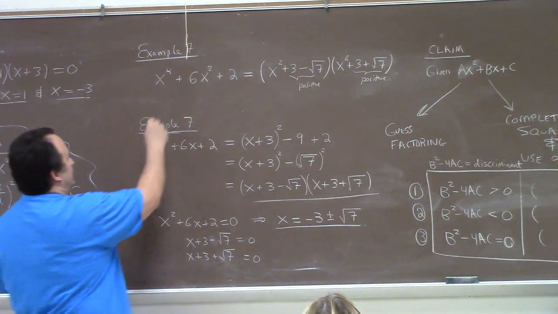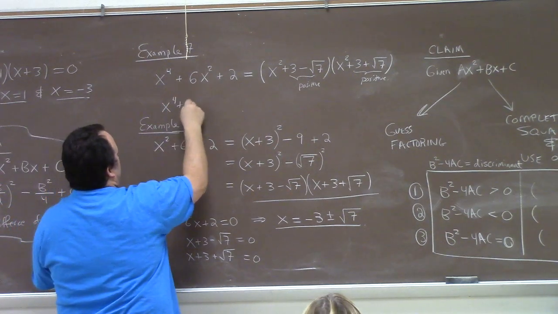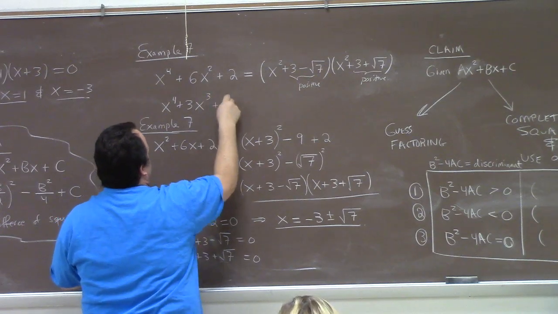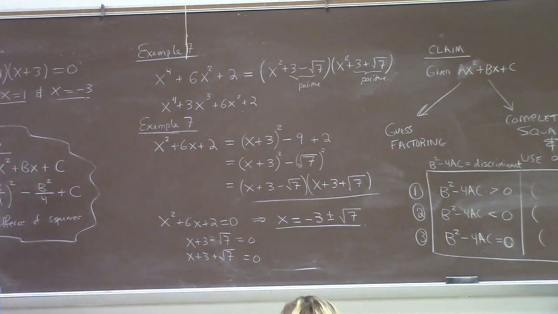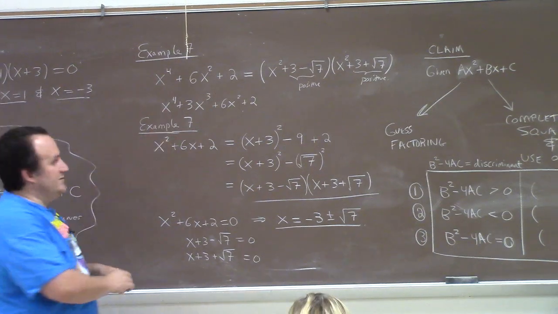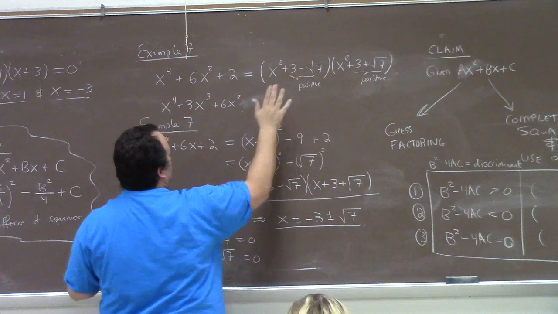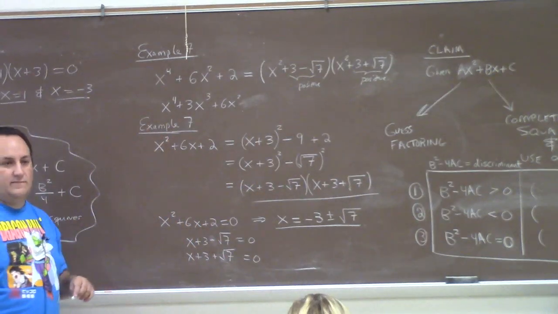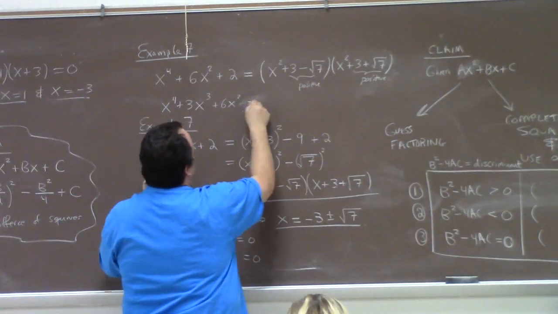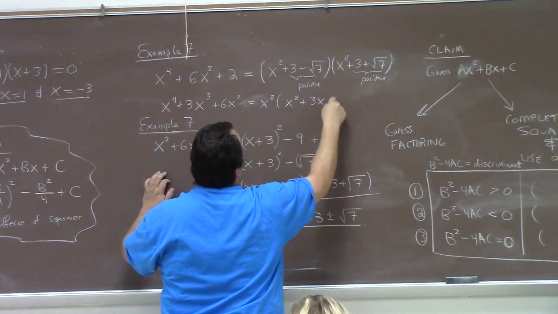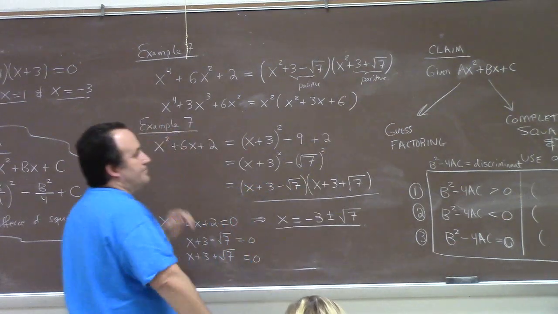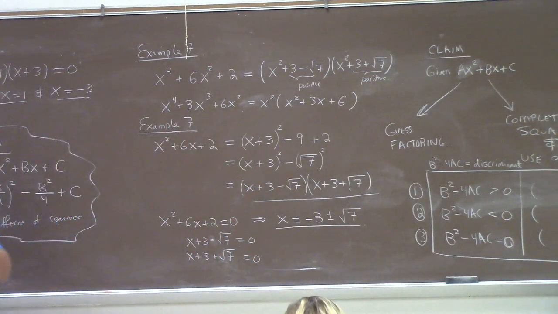If I asked you to factor something like x to the 4th plus 3x cubed plus 6x squared plus 2, you should say, no, that is not a fair question. You can't ask us that. The only way I could make a question like that fair is to do something like this. Factor out the x squared. Right. And then we could figure out how to factor.